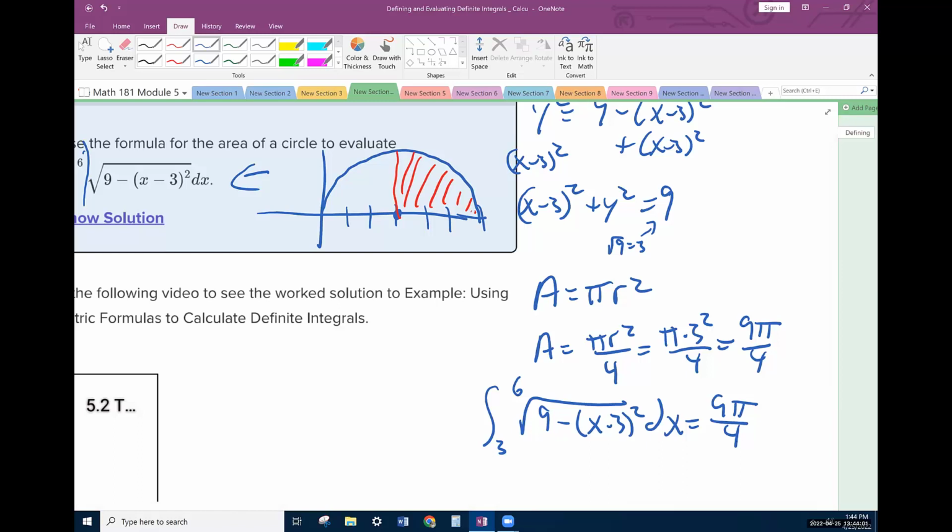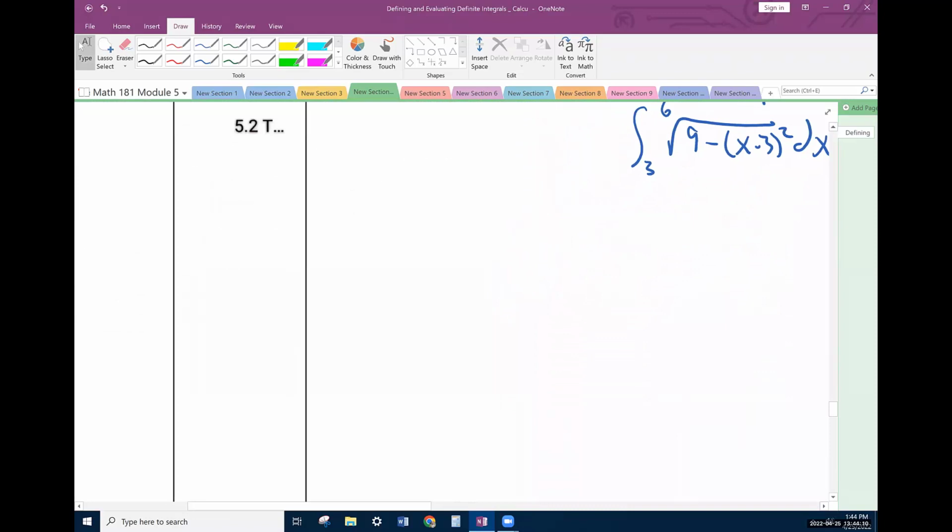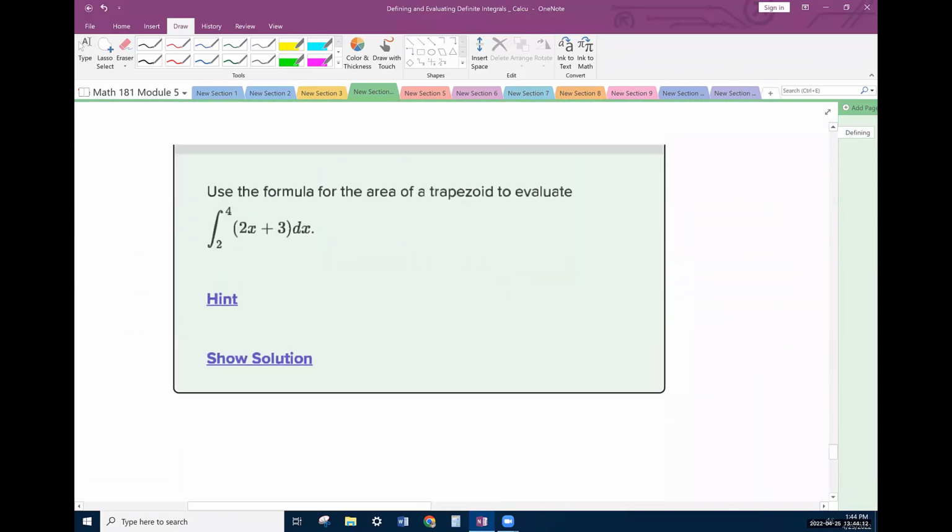And I would like to jump into the next section, but I'm happy to start the next one off with you. The next one says use the formula for the area of a trapezoid to evaluate. So anyone know the formula for the area of a trapezoid? One half base 1 plus base 2 times the height. And the bases are the parallel sides. So if you were to draw this graph, draw a picture of what's going on here. 2x plus 3, and then it starts at 2 and goes to 4. What's 2 times 2, plus 3?